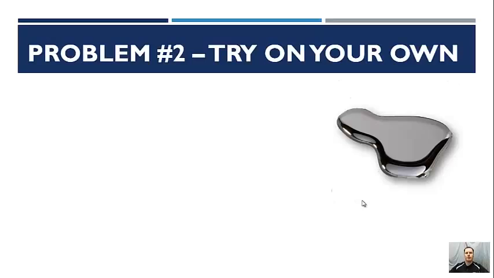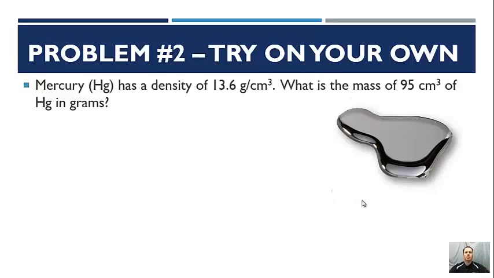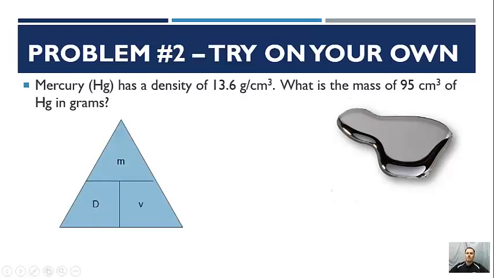Okay, for problem number 2, I'm going to have you try this one on your own. Let me give you the problem, and then I'm going to have you pause the video, work out the problem on your own, and then once you have it done, come back and see how you did. So the question is this. Mercury has a density of 13.6 grams per centimeter cubed. What is the mass of 95 centimeters cubed of mercury in grams? So we're looking for the mass. We're given density here, 13.6, and here's our unit of centimeters cubed. Remember, that's volume. So we have volume and I have density. I want you to figure out mass. So go ahead, pause the video, and then when you got it figured out, hit play again.